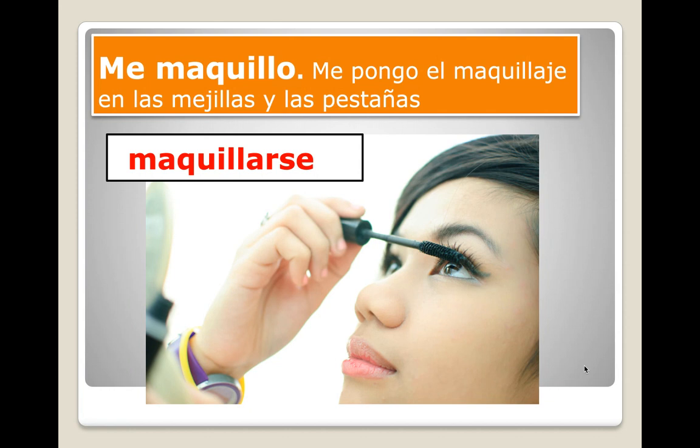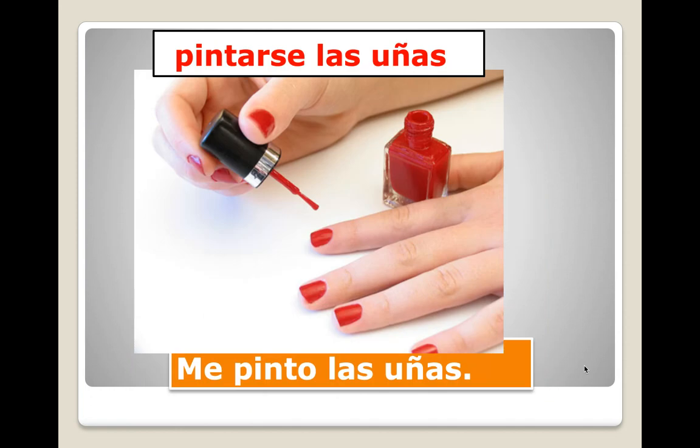Maquillarse. Me maquillo. Me pongo el maquillaje en las mejillas y las pestañas. Maquillarse. Pintarse las uñas. Me pinto las uñas. You may recognize pintar, otro verbo from another unit. Used slightly different.